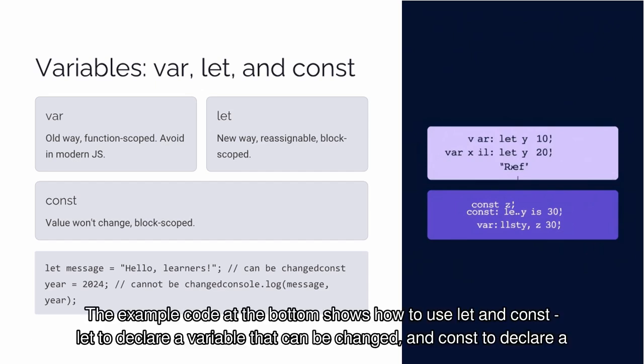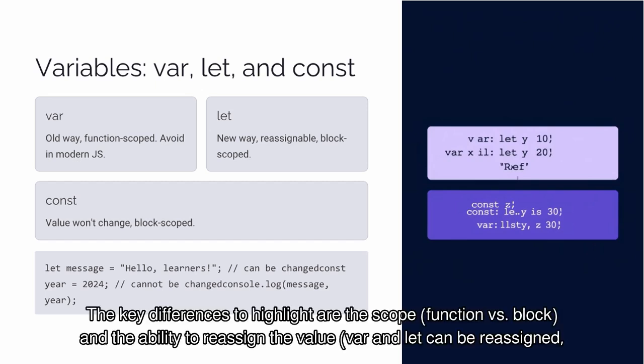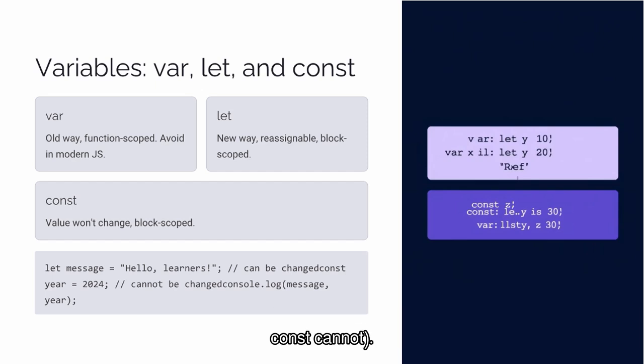The example code at the bottom shows how to use let and const: let to declare a variable that can be changed, and const to declare a variable that cannot be changed. The key differences to highlight are the scope, function versus block, and the ability to reassign the value. Var and let can be reassigned, const cannot.